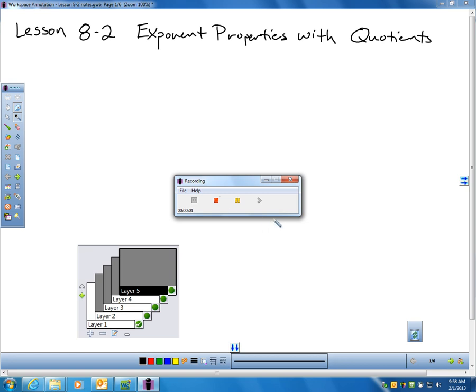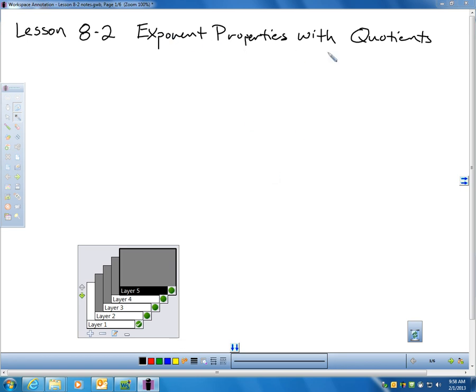Hi, and this is section 8.2, and it's called exponent properties with quotients. Now, if you think back to the last video we watched, it was exponent properties involving products. So we are working on exponent properties where we are multiplying things. Today we're going to be working with exponent properties with quotients. So a couple things to quickly review.